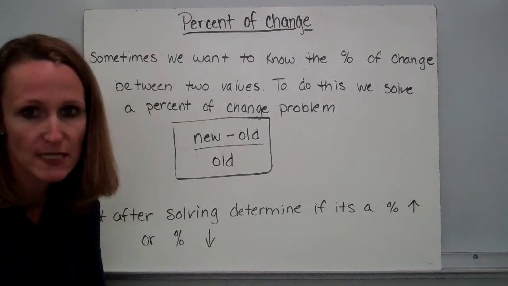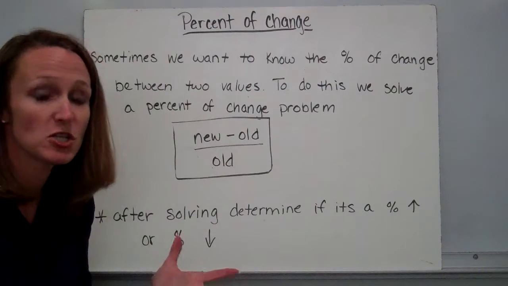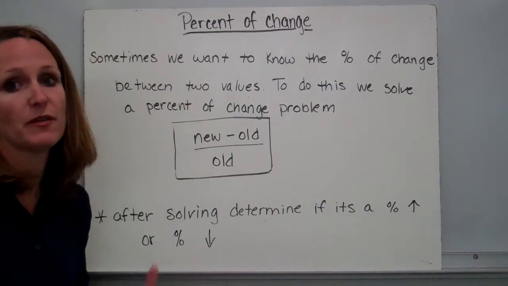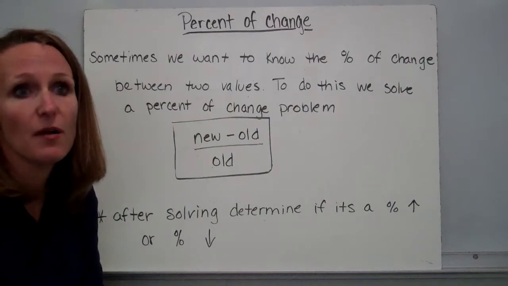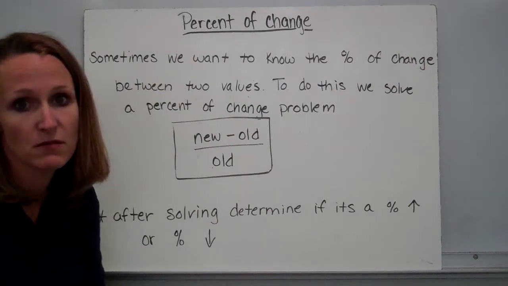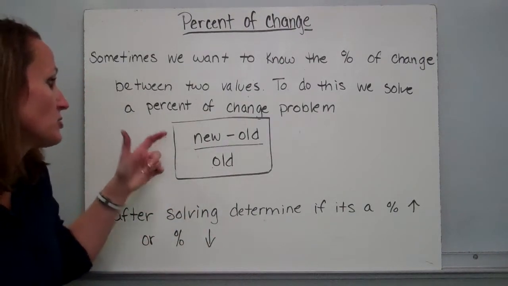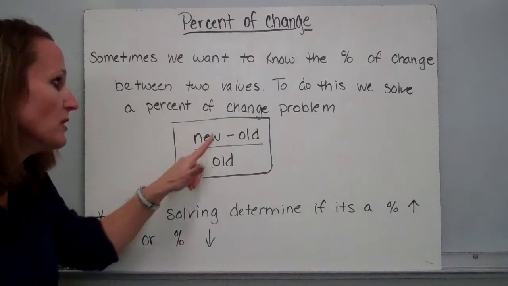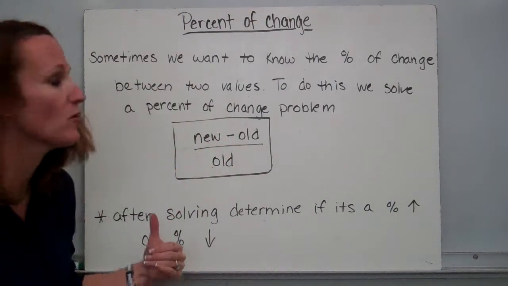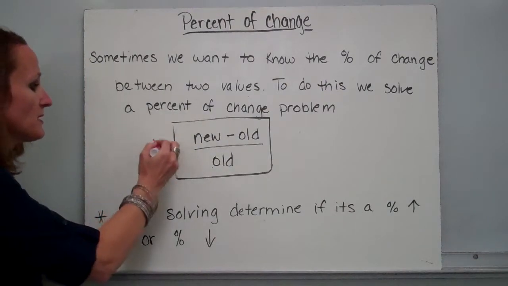Sometimes it's between prices, or maybe we've altered a recipe and we want to know the percent of change in size between the original and the new. Or maybe a change in speed from one car to another. But in any case, we have a specific formula that we use. We use the new value minus the old, divided by the old. So for percent of change, you need to remember this.